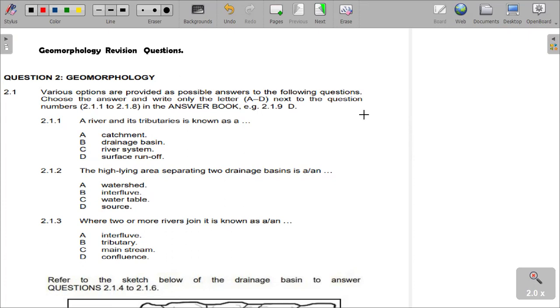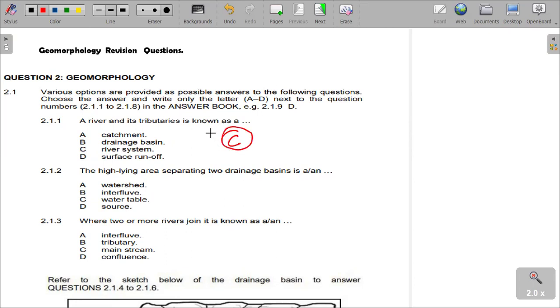Our first question: a river system and its tributaries is known as what? A river and its tributaries is known as a river system.